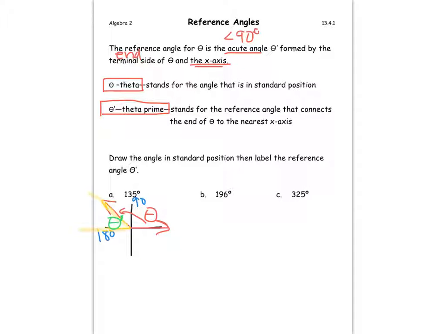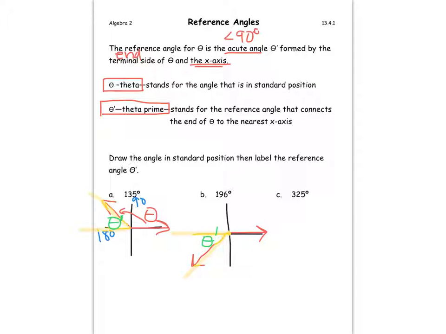All right, let's try again. 196 degrees in standard position. Starts at 0. 196 is bigger than 180, but smaller than 270, so it would finish over here in quadrant 3. Ooh, that's really messy. Oh well, it is what it is. The reference angle is between where your angle stops and the closest x-axis. So the reference angle is that acute angle right there.